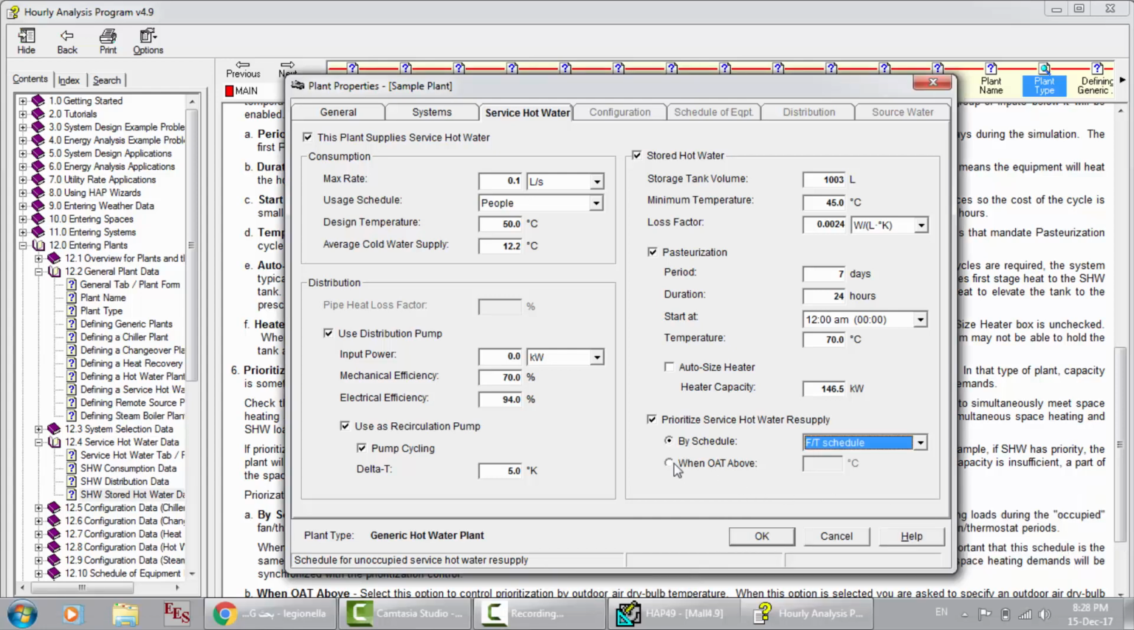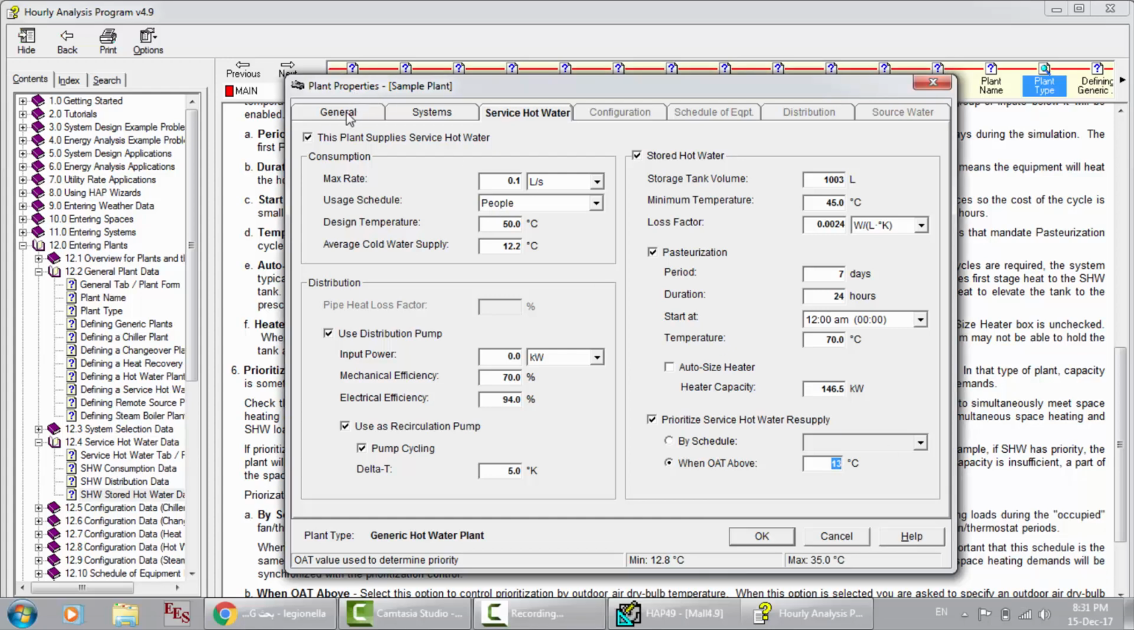Also, you can use outdoor air temperature. Suppose that the outside temperature is lower than 13 Celsius, so the central heating will be used, or the hot water will serve the central heating. But if it is above 13, it will be used for service hot water.